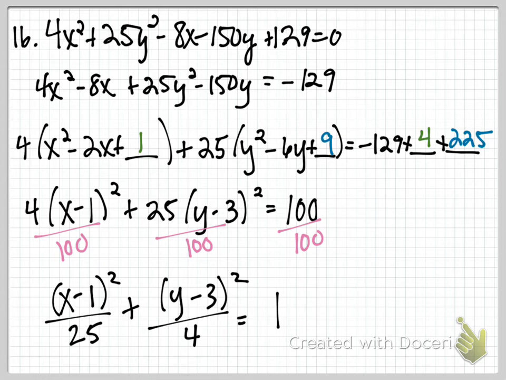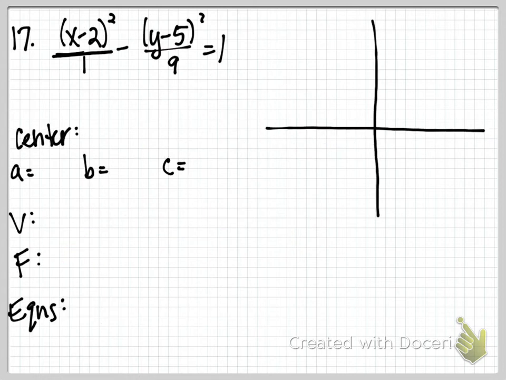Okay, let's go to hyperbolas. Okay, number 17. So here's the equation of my hyperbola. So the center is at 2, 5. So I've got the point 2, 5 right there for my center. Now, one of the main differences between hyperbolas and ellipses is that A is not necessarily the bigger number, but it is always the one that comes first. So A is 1 and B is 3.